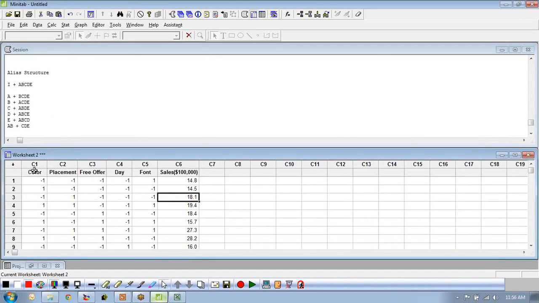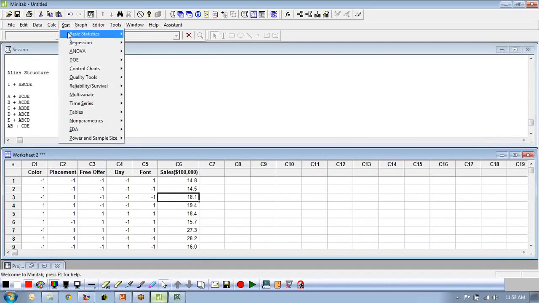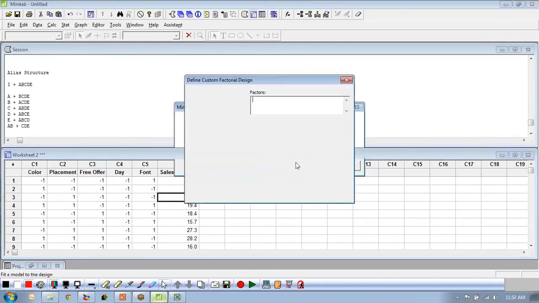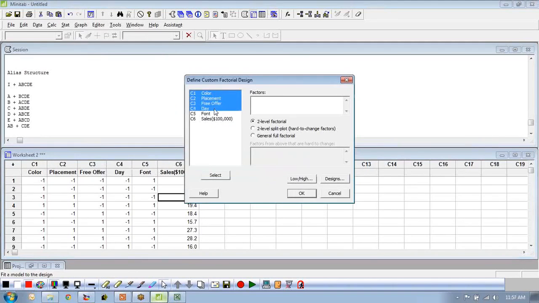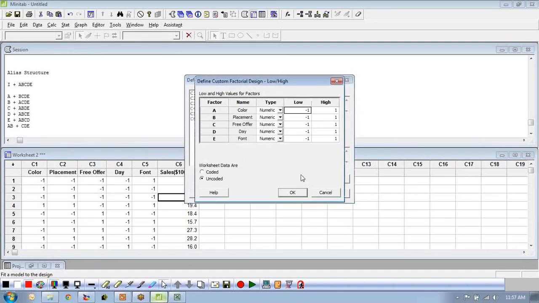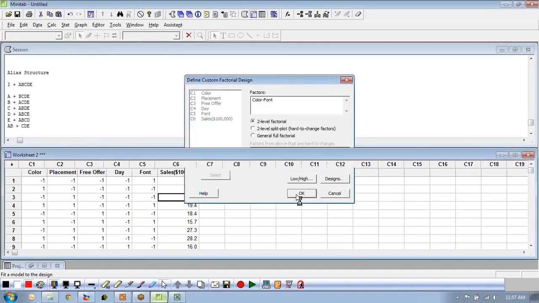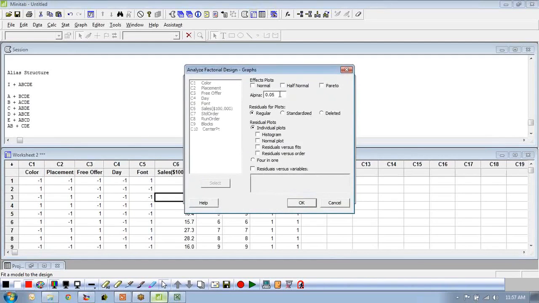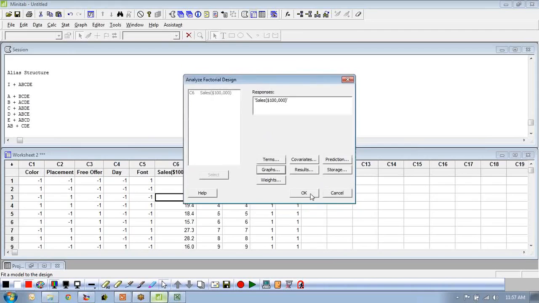Okay, let's go ahead and do this for this one now. Factorial, analyze factorial design, and we're going to put our factors right here. Oops, I have to set low and high. This time it is minus 1s, plus 1s. My response, look at the graph, put the point 1 and B. Just look at the Pareto this time.